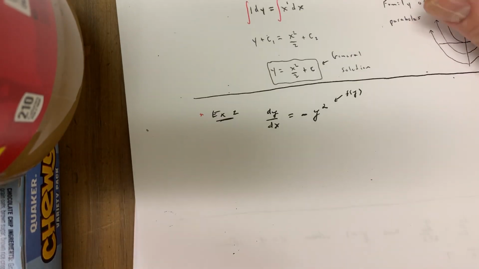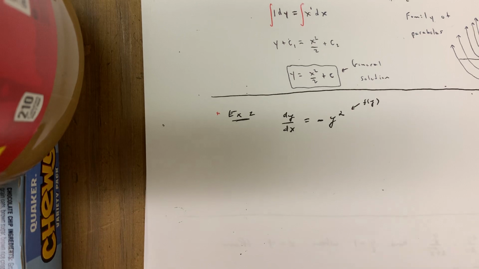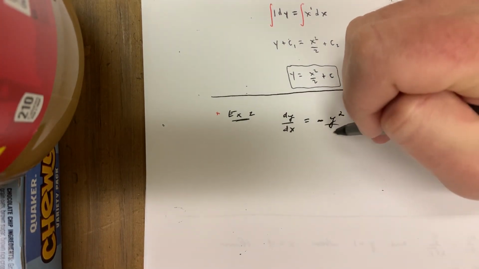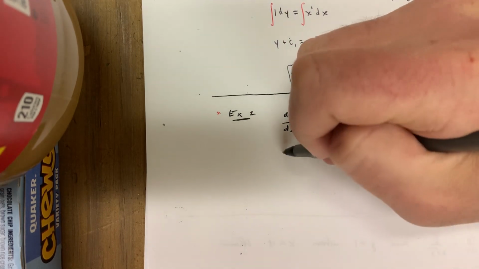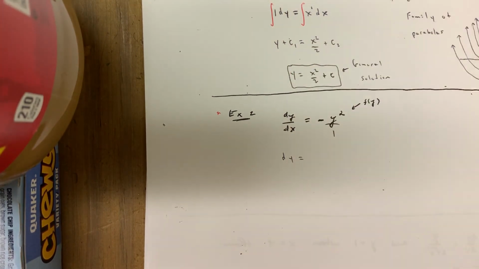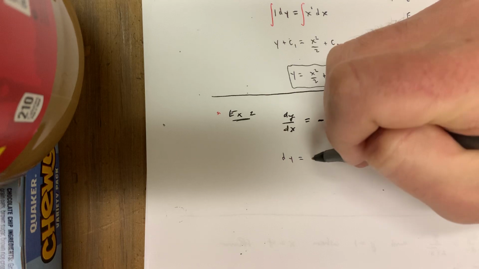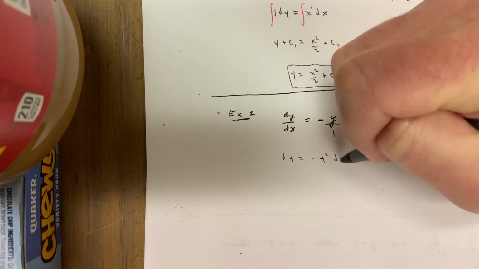Let's jump to example 2. All right, so we always want to separate before we integrate. Usually the first step to separating is cross multiplying. Always put dy on the left-hand side. So we get dy times 1 is dy, and then negative y squared times dx is negative y squared dx.